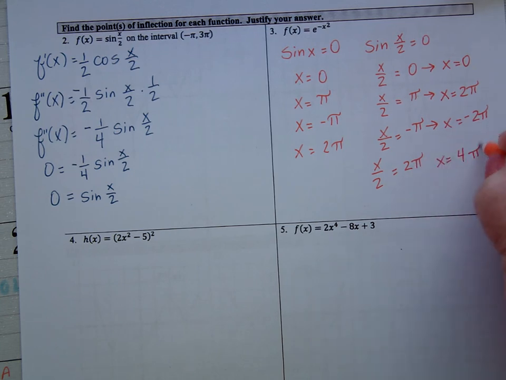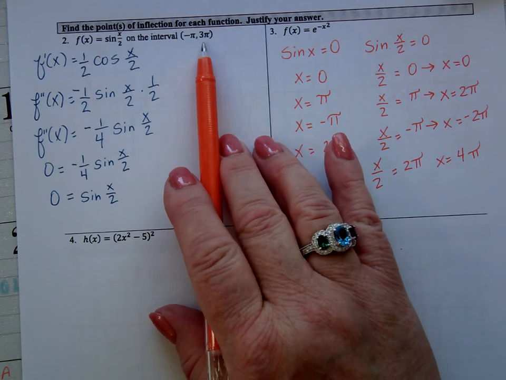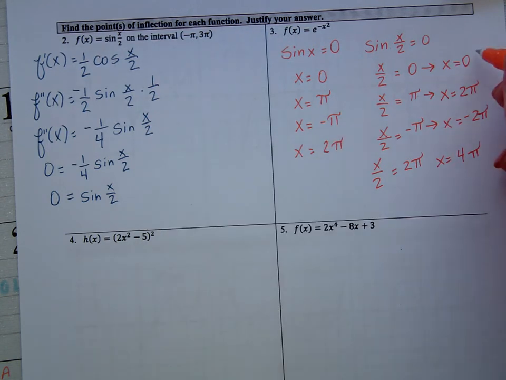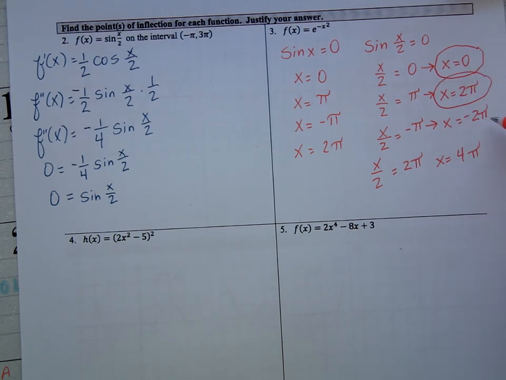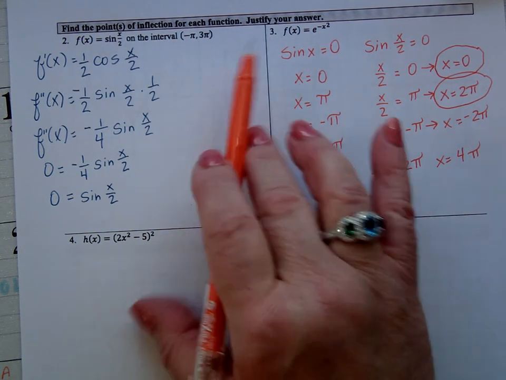So go back to your domain, and we're going to eliminate ones that don't fit. If I look between negative pi and 3 pi, then the ones that I want: 0's in there, 2 pi's in there, negative 2 pi's not. Negative 2 pi would be to the left of this, and positive 4 pi would be out of this too. So these two I eliminate.